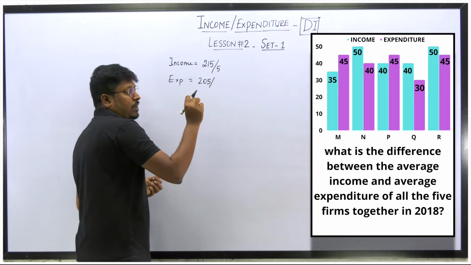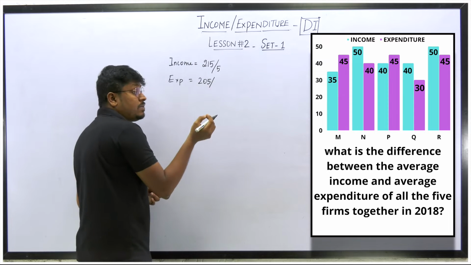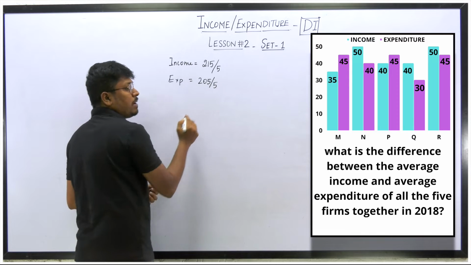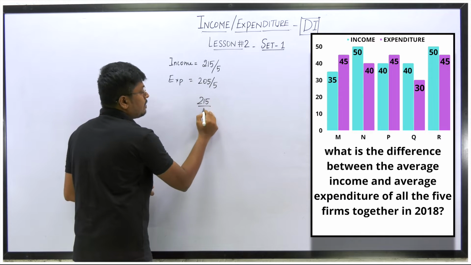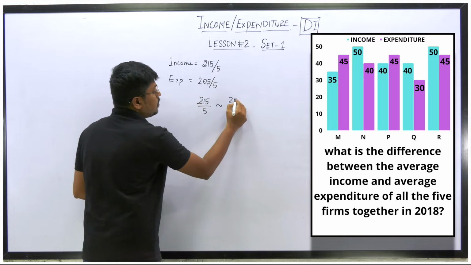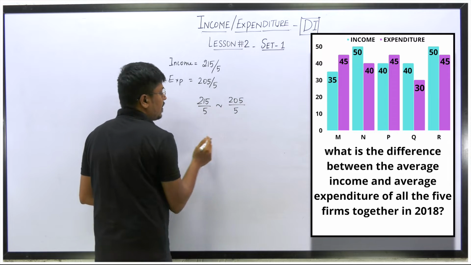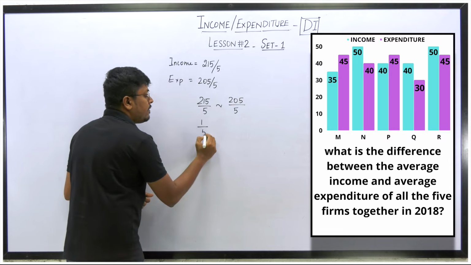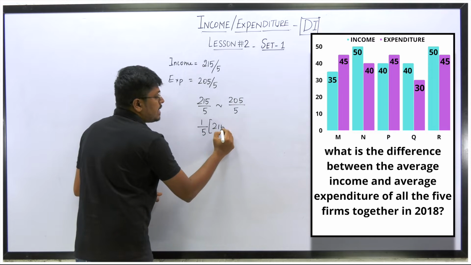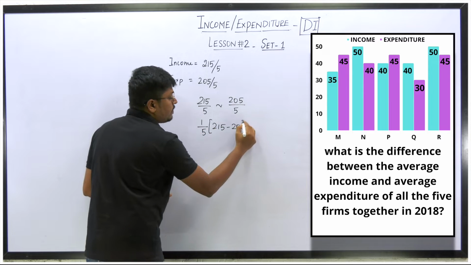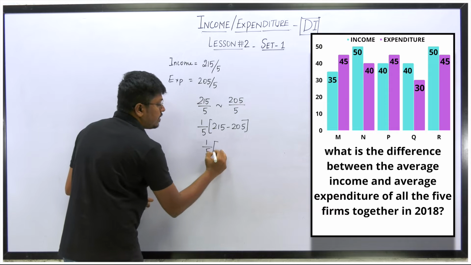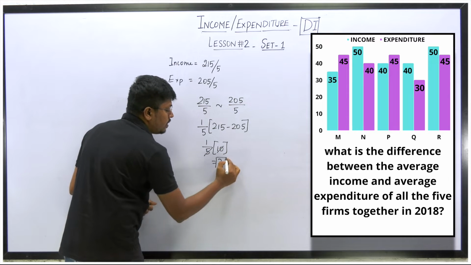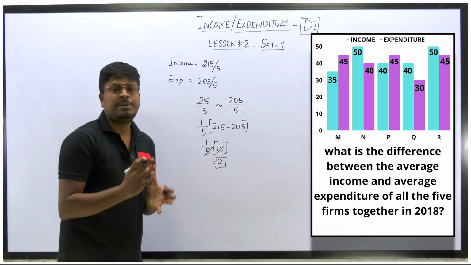But our target is to find the difference of their averages. So first find the average: 215 divided by 5, minus 205 divided by 5. Understood or not? Either you can cancel this by the 5 table, or else we can take 5 outside as common. So this becomes easy: 215 minus 205, so the result will be 10 here. Got it? When you cancel this, finally we get 2. We know that all the values are in terms of lakhs.